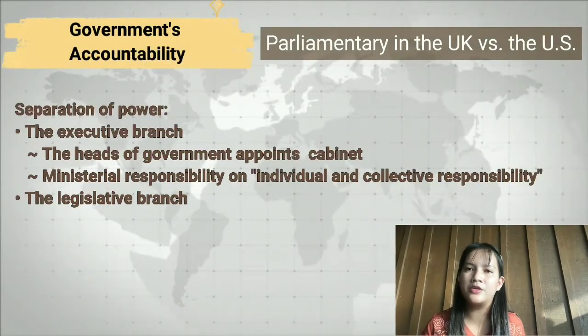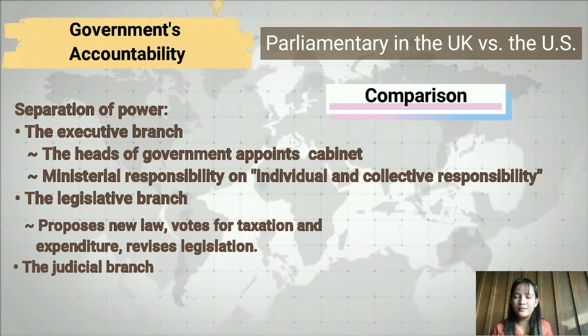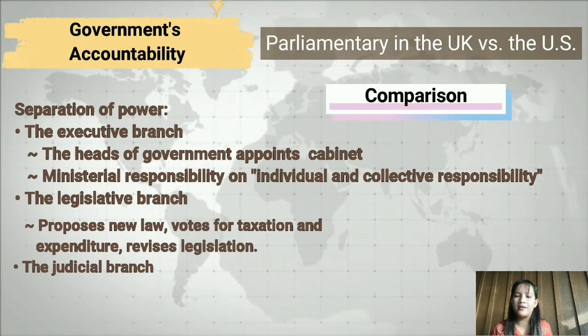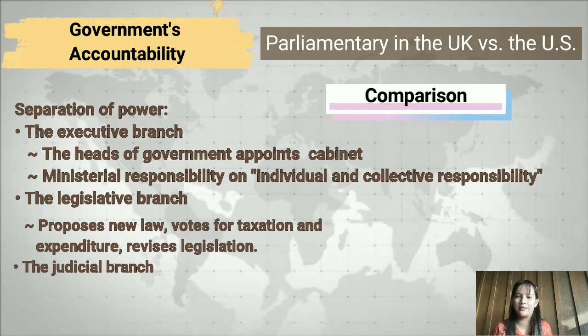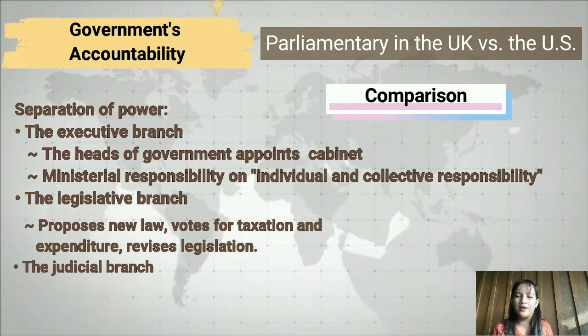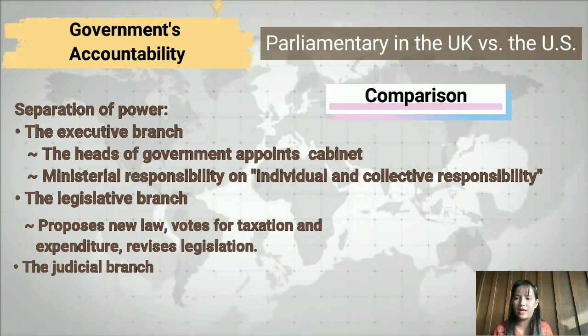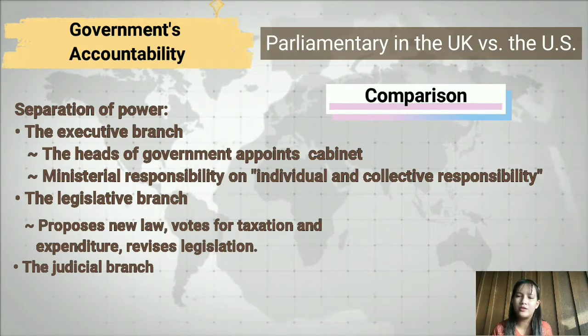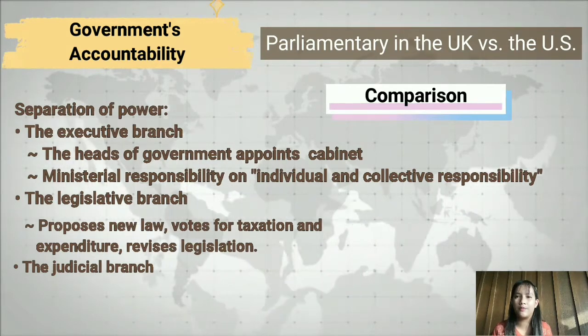Now let's talk about the government accountability of the two types of government system, the UK and the US. Now let's go to the comparison. The parliamentary and presidential government systems in both countries are similar in that they have separation of powers, which divides their accountability and responsibility. And in the executive branch, both types of government give the head of state the power to appoint ministers and also design policy, and they are always accountable to the people.